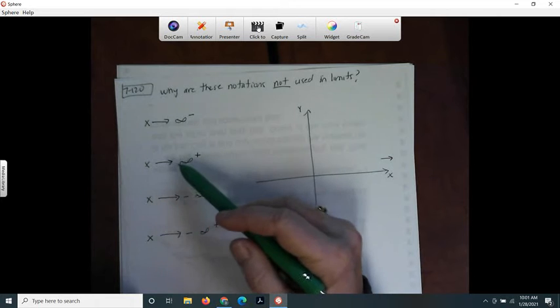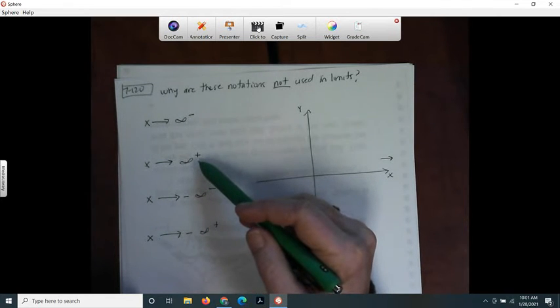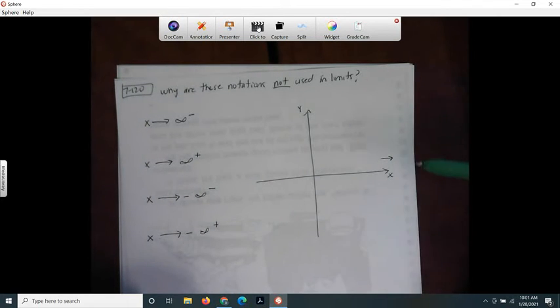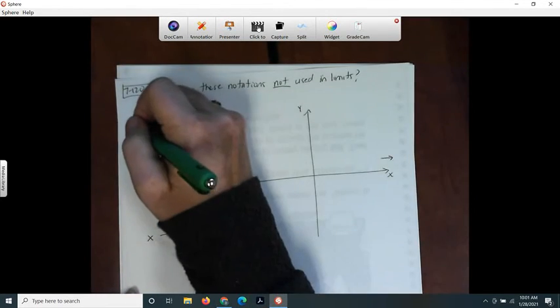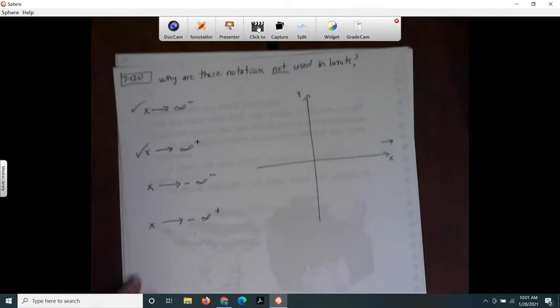And approaching it from the right doesn't even make sense, because how could you get at infinity from the right if infinity is the farthest right thing there is? There's no to the right of infinity. So that takes care of those two. I hope that made some sense.